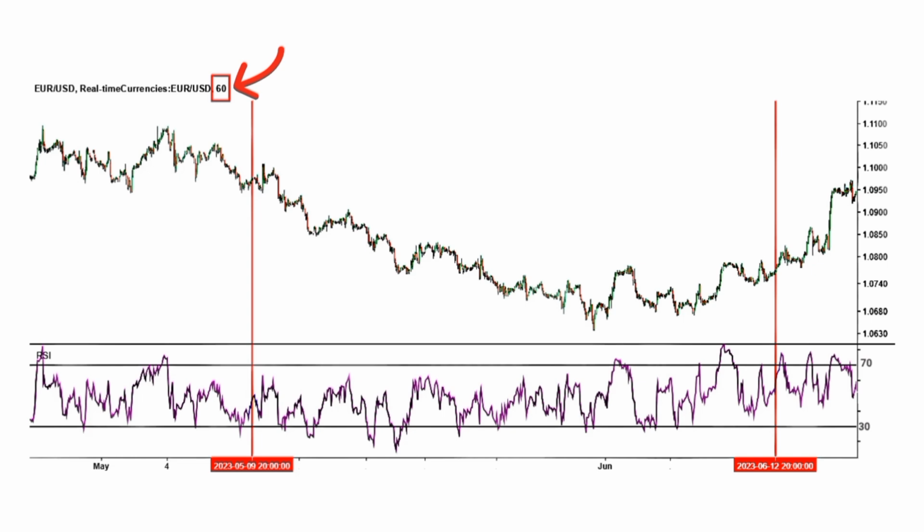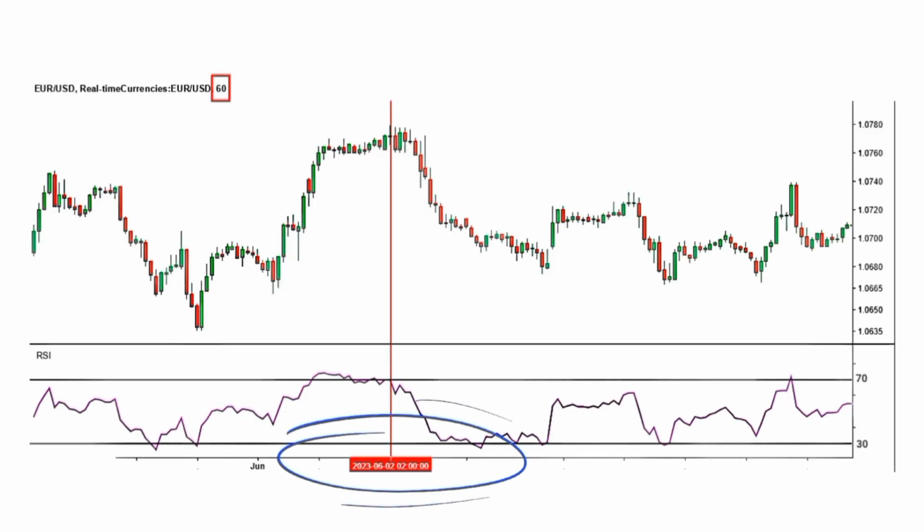To find an entry point, we move to a lower time frame, specifically the 1-hour chart. A sell signal is generated when the RSI drops below 70, exiting the overbought zone. On June 2, 2023, the RSI fell below 70, confirming a sell signal. As we can see, after this signal, the price started to move downward, following the prevailing downtrend.